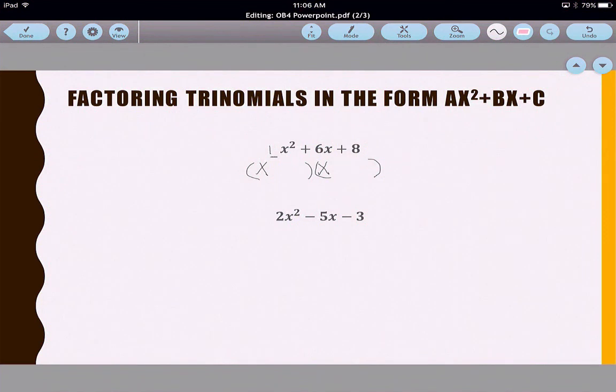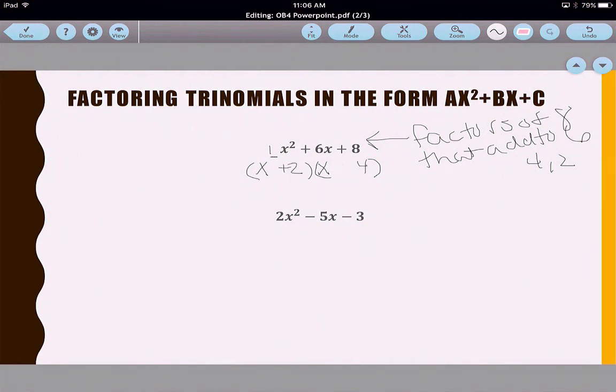Then we said, well, let's look at the factors of 8 that add to 6. So we looked at the factors 4 and 2 and knew we could put them in here with little plus signs, so that when we FOILed back through, the factor x plus 2 times the factor x plus 4 is equal to x squared plus 6x plus 8. We're going to be doing the same type of factoring today, with the exception of the number out in front not being equal to 1.